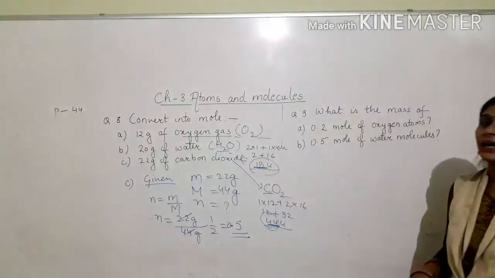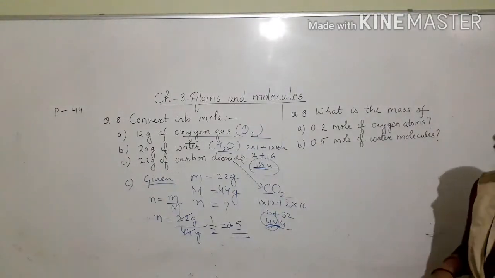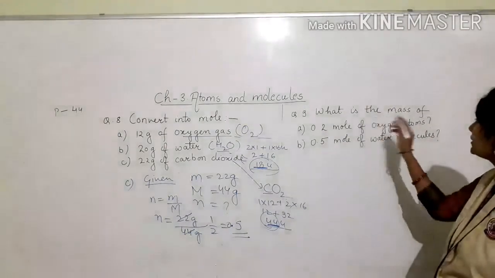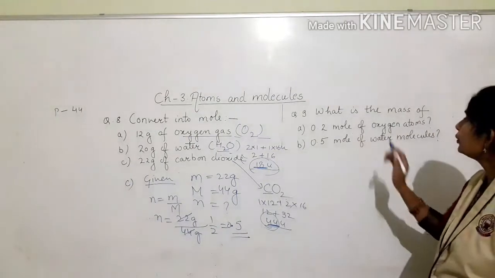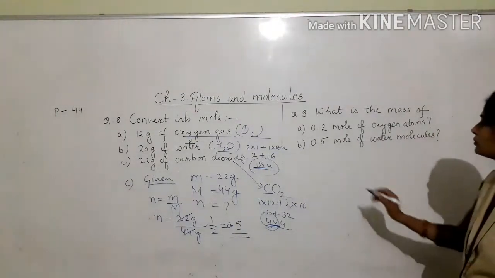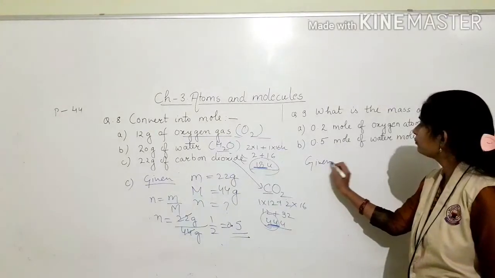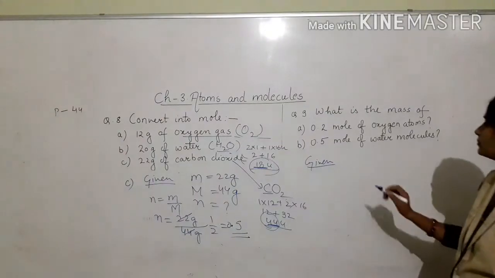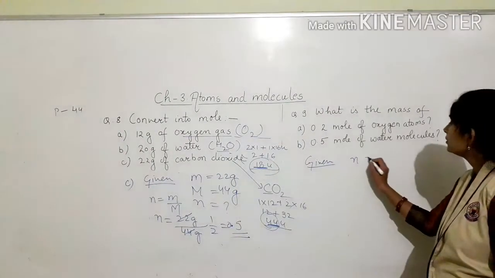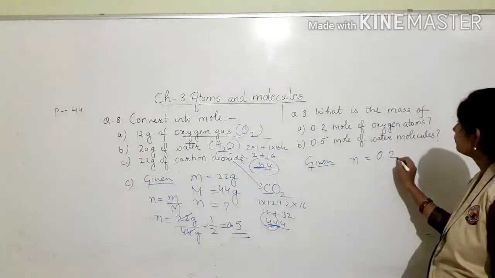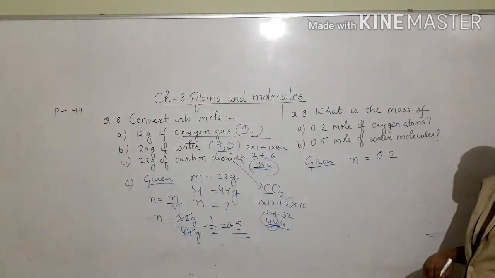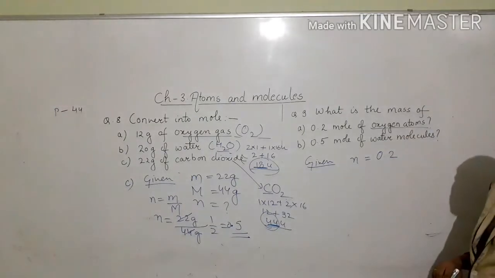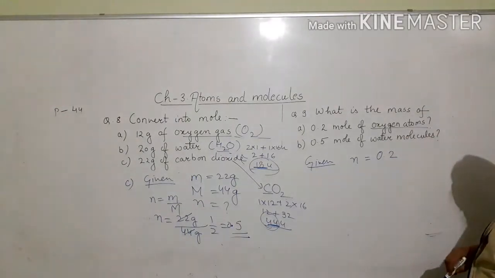Now question number 9. This kind of question we have already solved, so it will be easy for you to understand. Question number 9. What is the mass of, A part, 0.2 mole of oxygen atoms. So here we have to calculate the mass of 0.2 mole of oxygen atoms. So number of mole is 0.2 of oxygen atoms, means mole of which kind of particle is given? Oxygen atoms. So we will calculate its atomic mass.